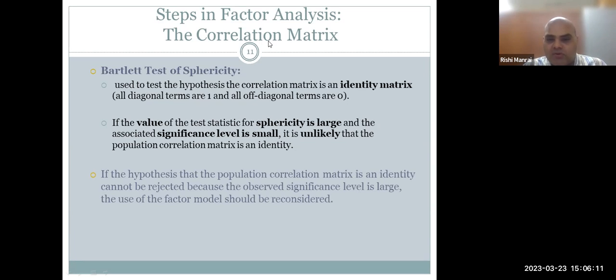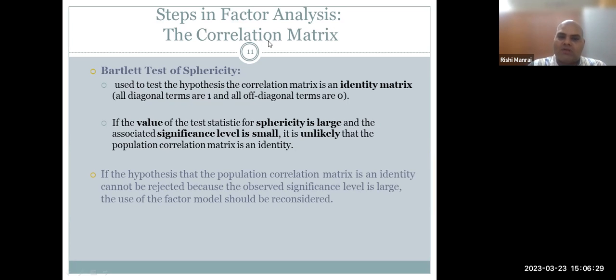So I was talking about this particular Bartlett test of sphericity. We were talking about how we can test this. We can conduct this test, and it will help us understand whether the correlation matrix is an identity matrix or not.